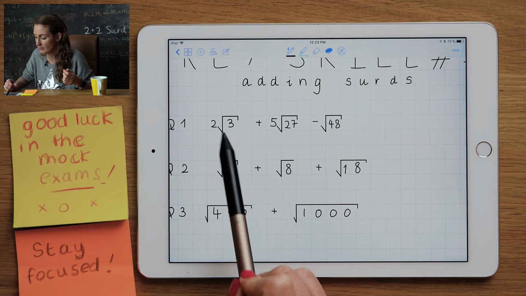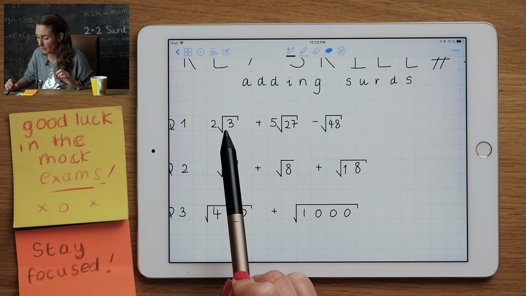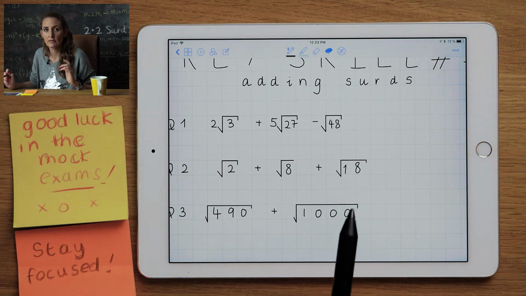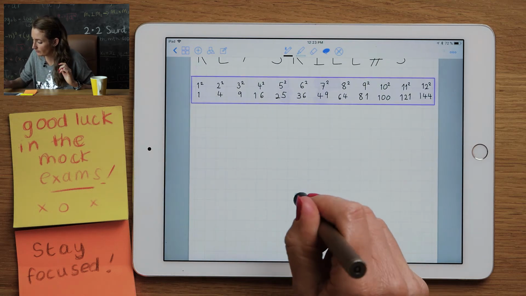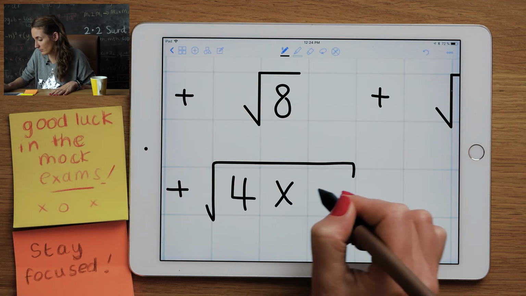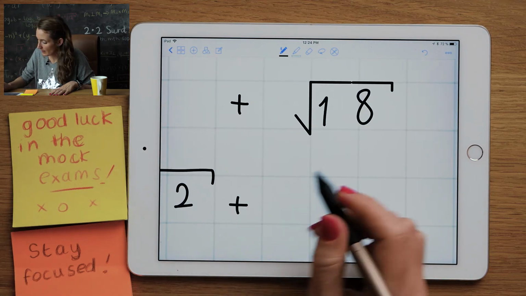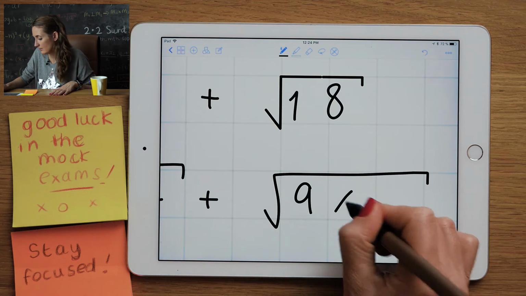Like this one, I could see that they should all be able to be written in terms of square root 3 by looking at this. So the numbers might give you a little trick as to what they can be broken down into. So 8 is 4 times 2. And 18 is 9 times 2.